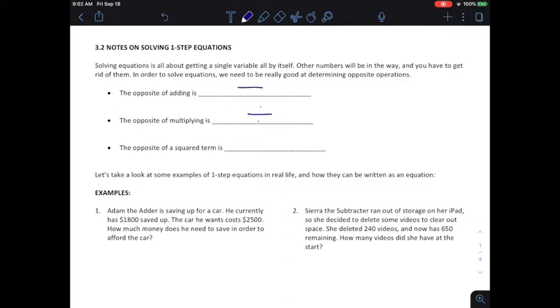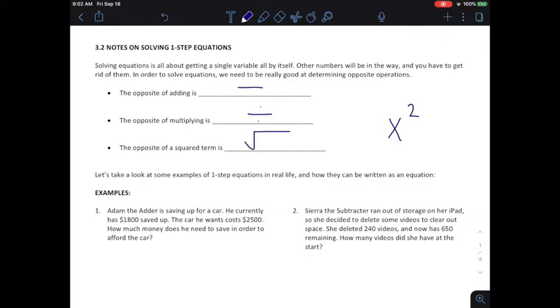And the opposite of a squared term, if you don't remember what a squared term is, anytime we take a number or a variable and we raise it to the second power, so x squared, the opposite of a squared term is the square root.